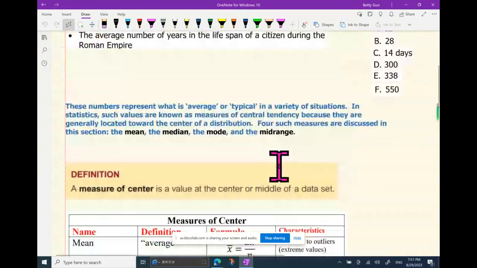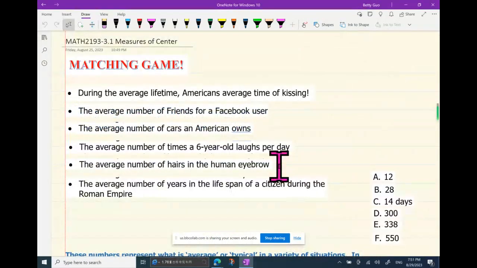Let's start chapter 3. The first section of chapter 3 is about central tendency. The central tendency of a data set is also called the center of a data set.